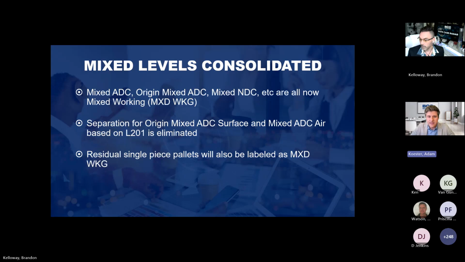In addition, if you're doing first class mail and you were separating origin mixed ADC surface mail and mixed ADC air mail based on the labeling list 201, that distinction is being eliminated as well. So everything mixed is going onto a mixed pallet, and whether or not it was on labeling list 201 doesn't matter which pallet you put it on anymore. Basically, that'll be up to the origin facility to sort that mail correctly, and the goal is to just have those things going into those facilities a little bit more cleanly. Residual single piece pallets where those exist today also will be labeled as mixed working, and those will be getting roughly the same kind of labeling as you go.